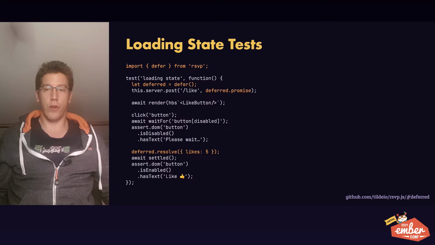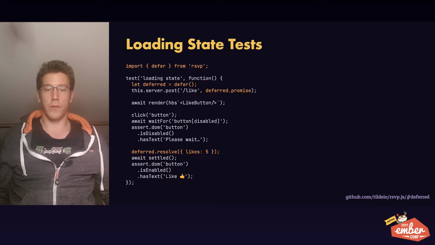A nice solution for this problem is using the defer function from the RSVP library that Ember apps ship by default. We first call defer to create a deferred object. We then pass the deferred promise to our route handler, and after the loading state checks have run, we call deferred.resolve to tell Mirage to continue. The result is a much faster test without any race conditions.